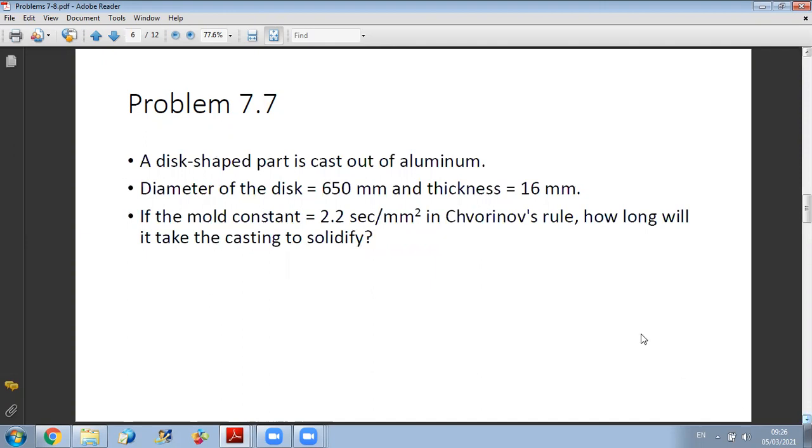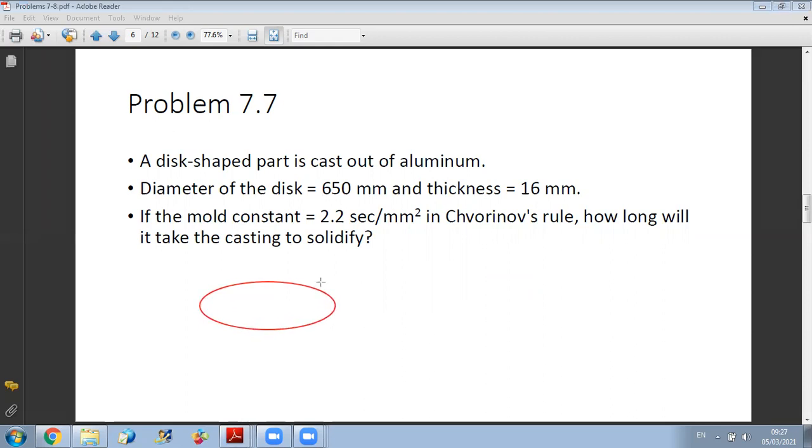Another problem. Now we will solve problems including Chvorinov's rule, which calculates the solidification time for a mold. We have a disc-shaped part cast out of aluminum. The diameter of the disc is 650 millimeter, and its thickness is 16 millimeter. If the mold constant is 2.2 seconds per millimeter square in Chvorinov's rule, how long will it take the casting to solidify? So let us draw a figure for the shape of the disc.